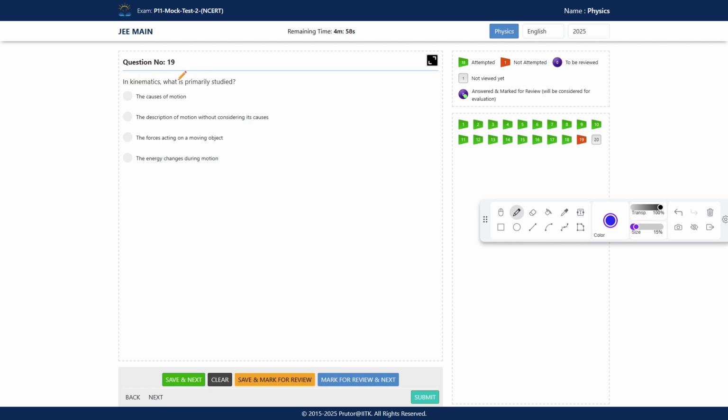In kinematics, what is primarily studied? The cause of motion, the description of motion without considering its causes, the forces acting on a moving object, and the energy changes during motion. Which one is correct? Think about it. What did we study in kinematics?